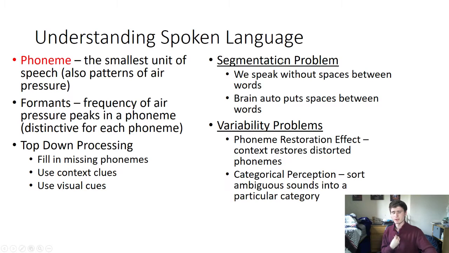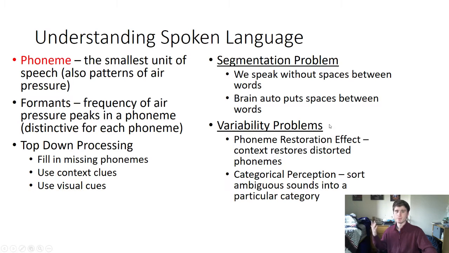Next, we've got the segmentation problem, which is when we write stuff, we have spaces between words, but when we're speaking, we actually don't have those. If you've ever heard someone speak in another language really quickly, typically it sounds really, really quick, and you don't hear any spaces between the words. Our brain does that for us. Our brain will automatically put the spaces in between the words, so that we can understand people.